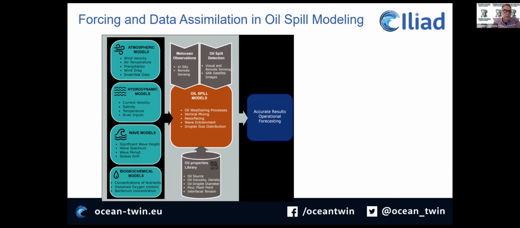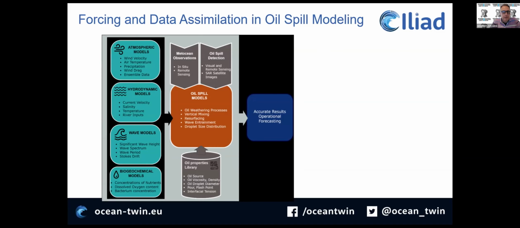We also need to consider the hydrodynamics of the area, especially the currents, but also the stratification dynamics. Then we also have to consider the wave dynamics, the wave changes in terms of the significant wave height, the wave spectrum, especially the Stokes drift. And finally, the biogeochemical models, mostly the concentration of nutrients, the dissolved oxygen content, and the bacterium concentration. All these affect the dispersion and the weathering of oil.